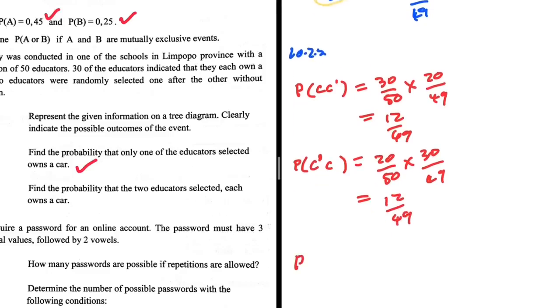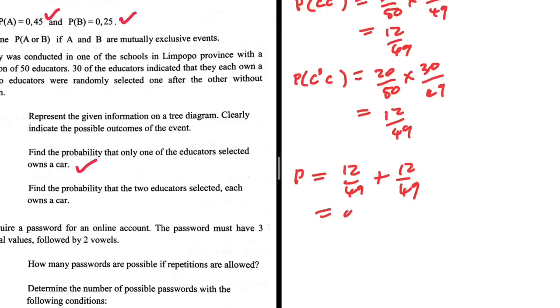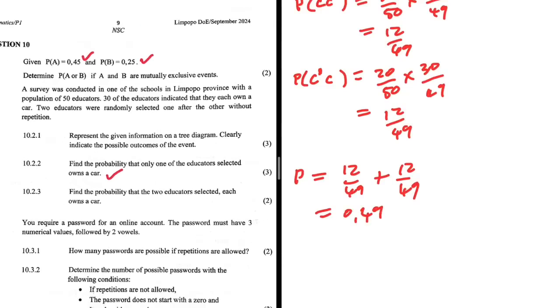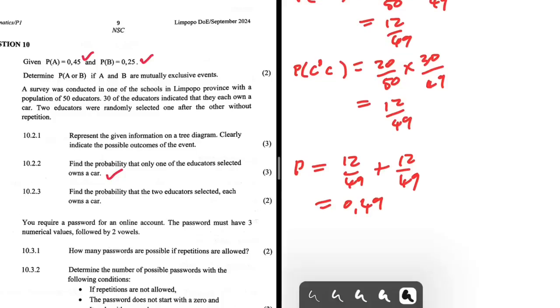So the probability that only one of the educators selected owns a car will be 12 over 49 plus 12 over 49. So let me put that in my calculator. I'm getting 0.49 if I round it off to two decimal places. So that is 10.2.2. Let's take a look at 10.2.3.